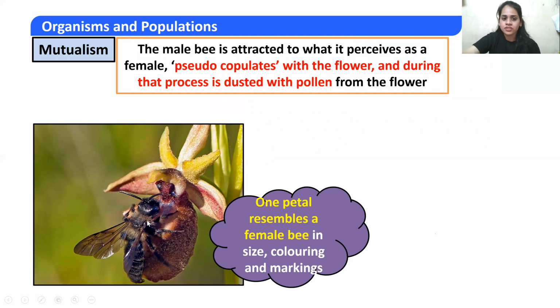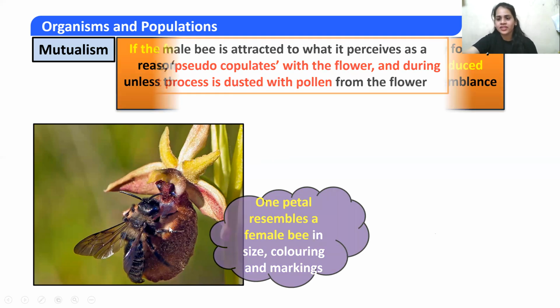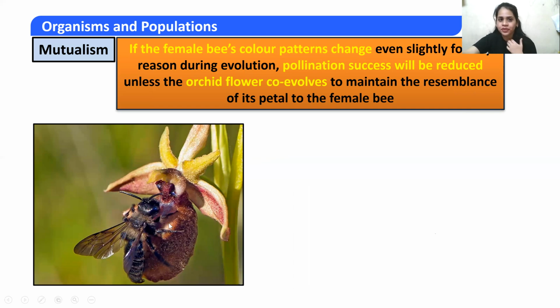So this is the male bee, and it's going to get attracted obviously, because it's going to feel that it is a female bee, but it is not. It's just a kind of cheating. So the male bee is getting attracted to what it perceives as a female, pseudo-copulates with the flower, and during that process is dusted with pollen from the flower. Obviously it's a kind of cheating, because only the pollination is going to get done, nothing else.